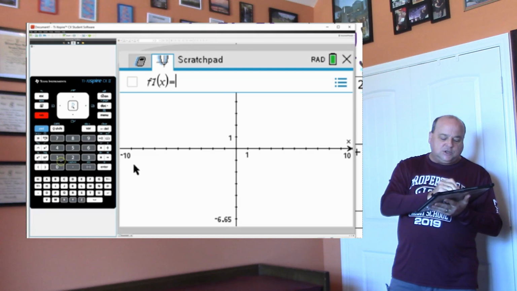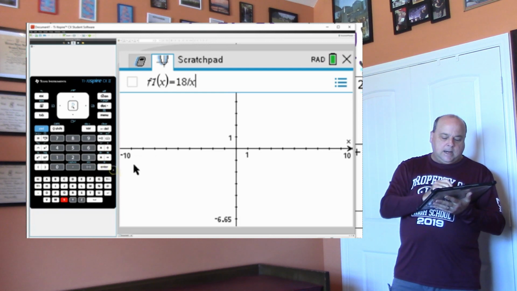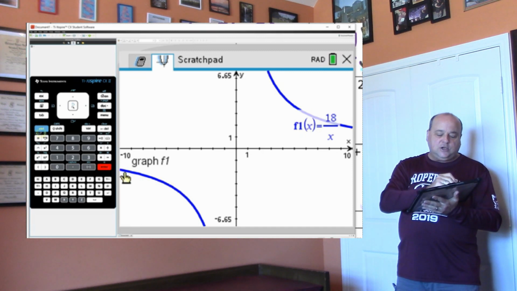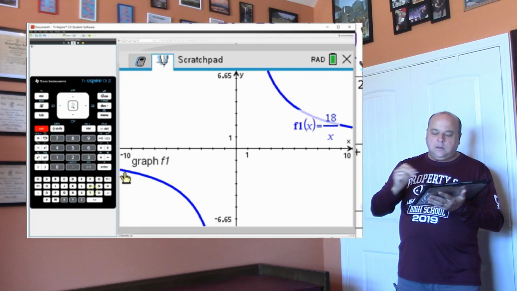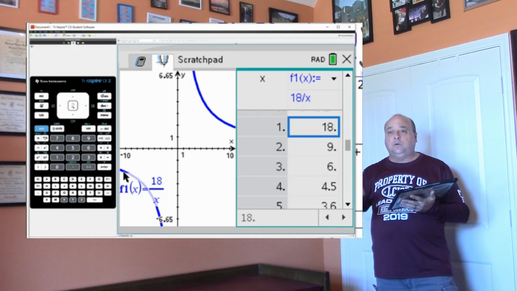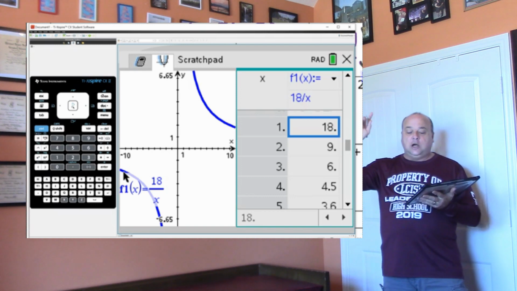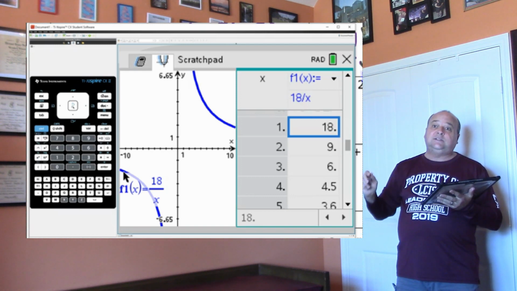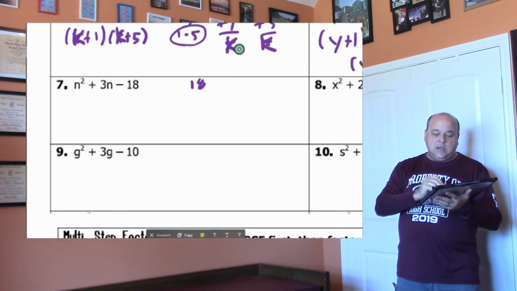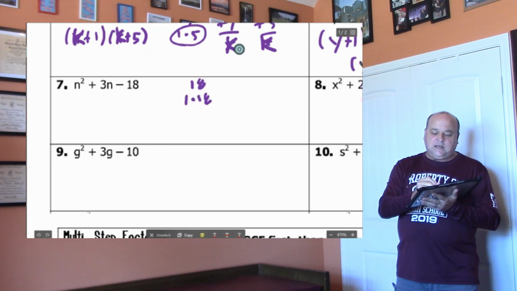Now then, I need the factors of 18, so 18 divided by x. And I'm going to hit enter. Notice this is going to graph a curve, that's fine. And then hit Control T. And notice I get my factors. Notice what happens at 4 and 5. They're decimals because 4 and 5 do not go into 18 evenly. The factors are going to be 1 and 18, 2 and 9, and 3 and 6, aren't they? I don't need to put 6 and 3 down because I already got 3 and 6. So I'm going to go back. 1 times 18, 2 times 9, 3 times 6.